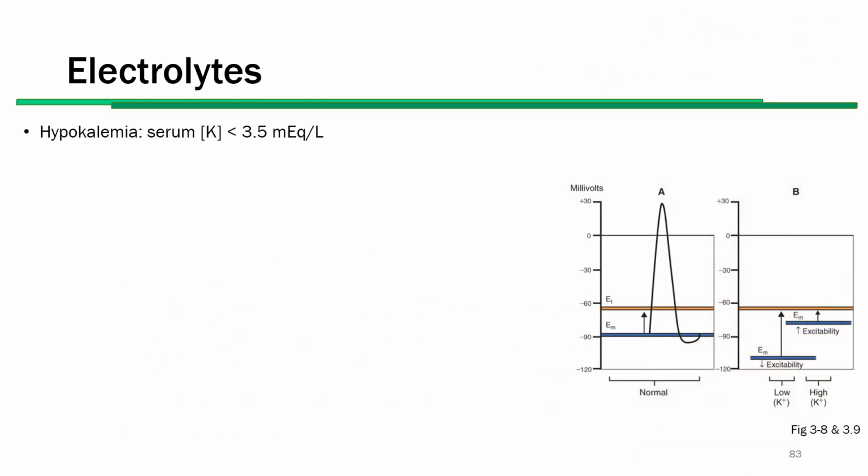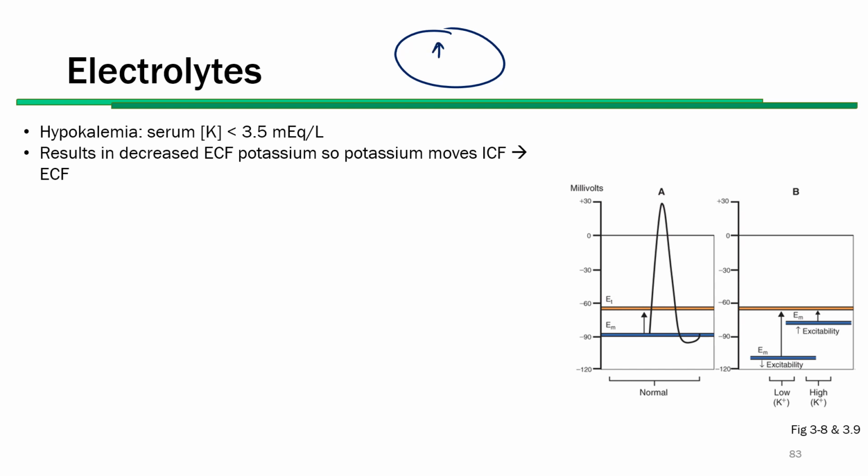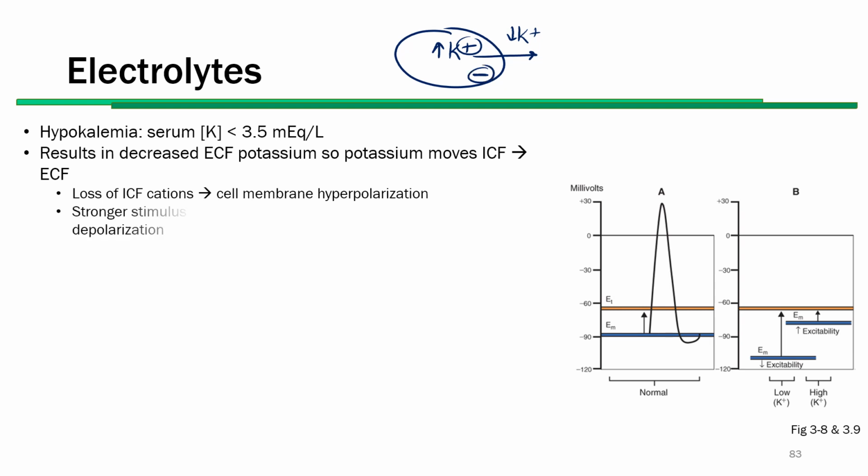So hypokalemia: if serum potassium falls below 3.5 milliequivalents per liter, that can result in decreased extracellular fluid potassium. So potassium moves from the intracellular fluid to the extracellular fluid. Normally most of our potassium is intracellular, but we do have some extracellularly. If this goes down, we're going to pull some potassium out to balance that decrease, because it's going to change the flux gradients and pull some out through the leak channels. The loss of those intracellular cations, which carry a positive charge, is going to make the inside of the cell even more negative. It's going to cause the cell membrane to hyperpolarize.